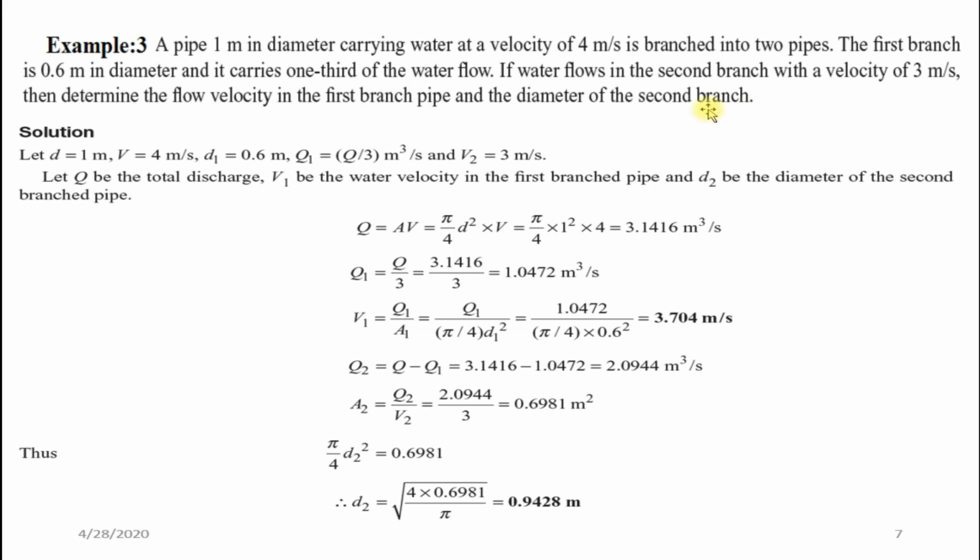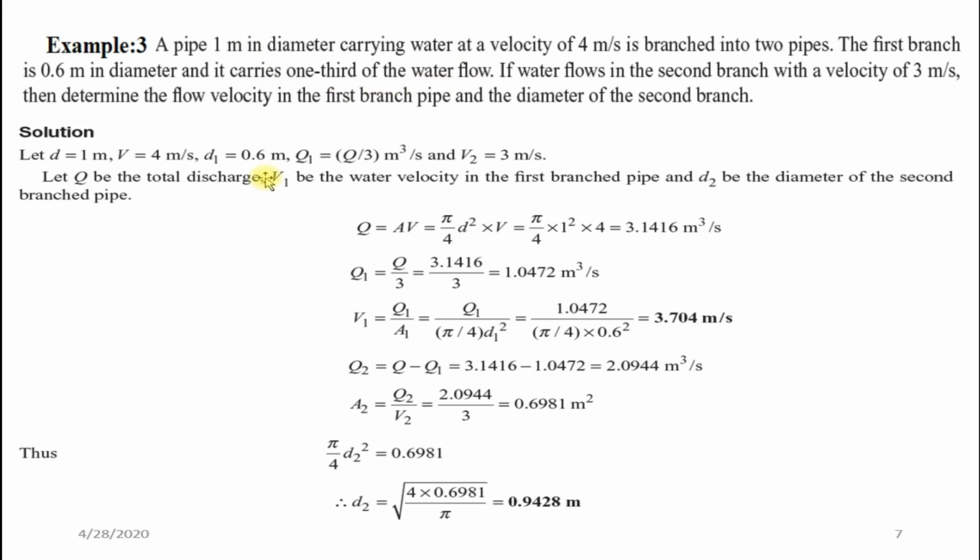So here there are two branches of a pipe. First branch consider section 1, second branch you consider section 2. Then apply continuity equation. Let the diameter d is 1 meter. They have given velocity v 4 meter per second. Then d1 0.6 meter given, and one more information given here in this problem. It carries 1/3 of the water flow.